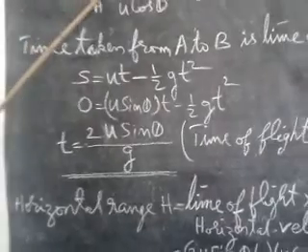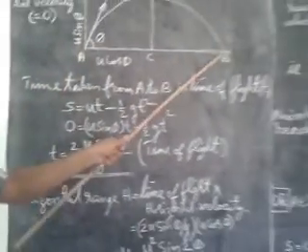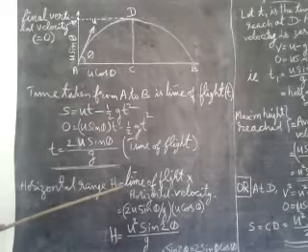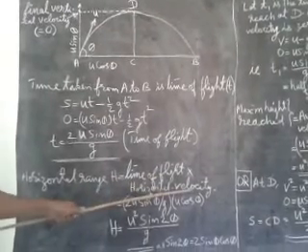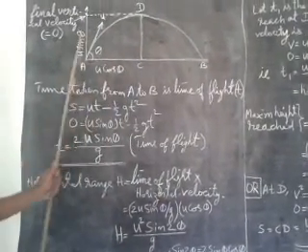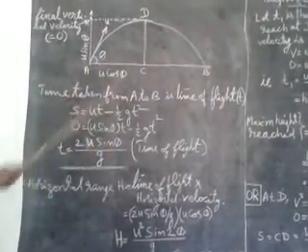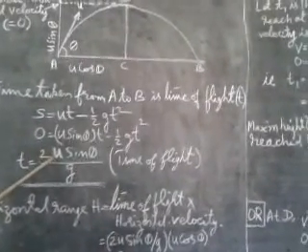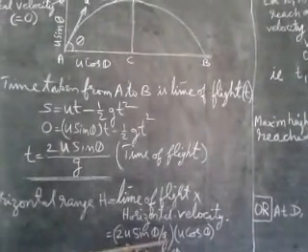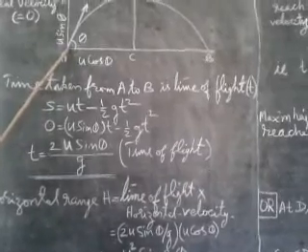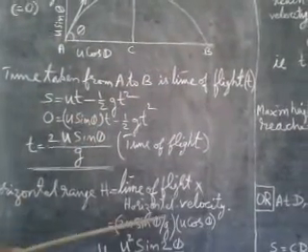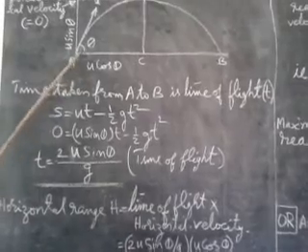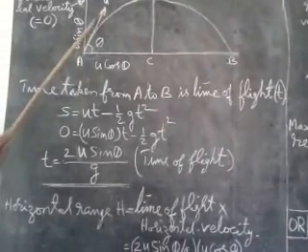Now the distance AB is called the horizontal range. It is given by time of flight into horizontal velocity. Time of flight, the time taken from A to B, into horizontal velocity. The time of flight we found is 2u sin theta by g, and the horizontal velocity equals u cos theta. This is the horizontal component of the velocity u.